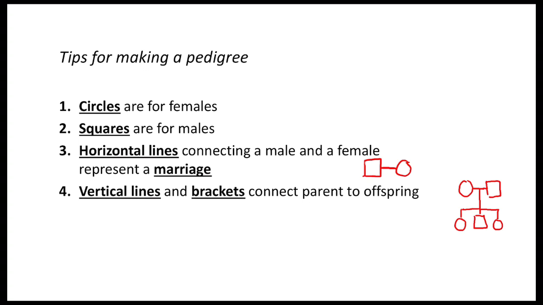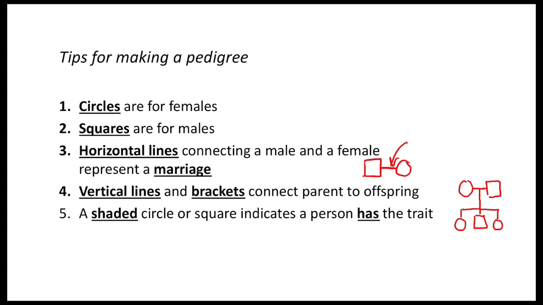And then if there are multiple offspring, we would connect that with a horizontal line connecting to the rest. But notice that the horizontal line is not in between like it is here. If it's in between the two, it means a marriage. If it's above like that, coming down, it represents offspring. So point 5 here, a shaded circle or square indicates that a person has a particular trait. For example, here, if our individual had a trait, it would be shaded in like this.